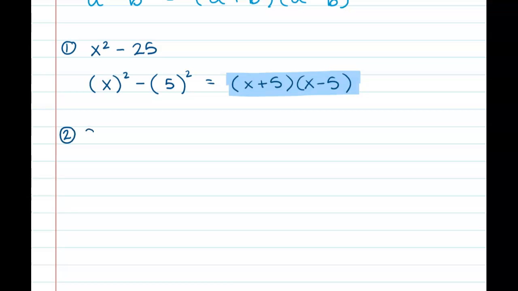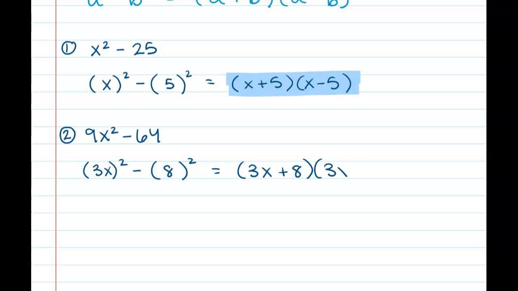Now let's do 9x squared minus 64. Again, we can write it as something squared minus something squared. 9x squared is equal to 3x in parentheses squared, and 64 is equal to 8 squared. So this will be equal to 3x plus 8 times 3x minus 8. Because again, for x squared minus 25, our a was x and our b was 5. And for 9x squared minus 64, once we rewrite it, our a is 3x and our b is 8.